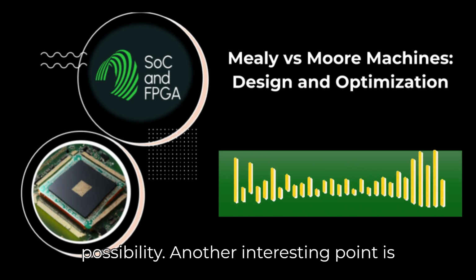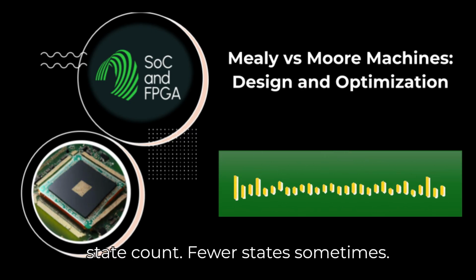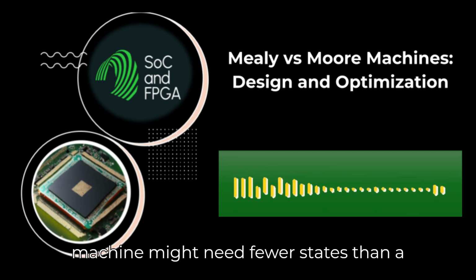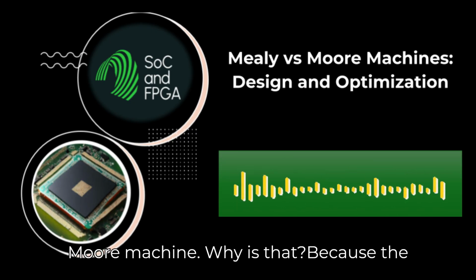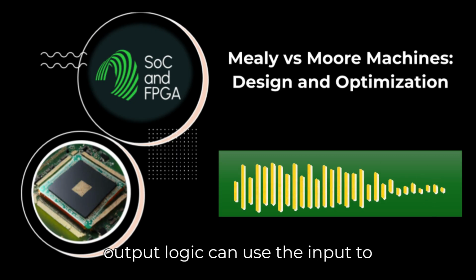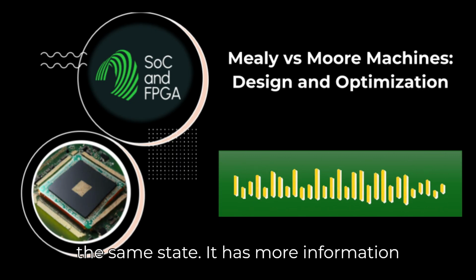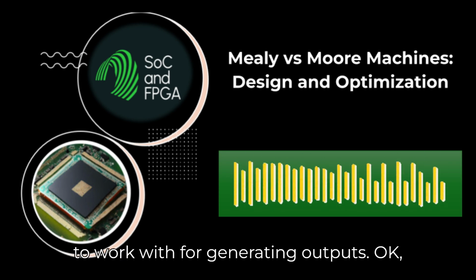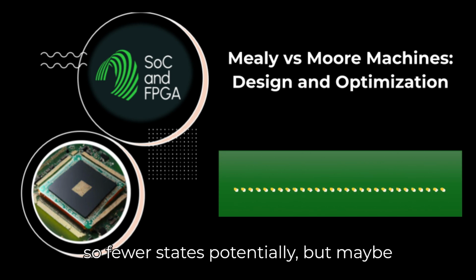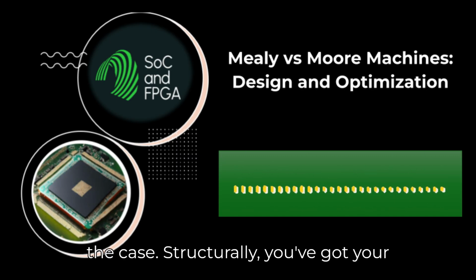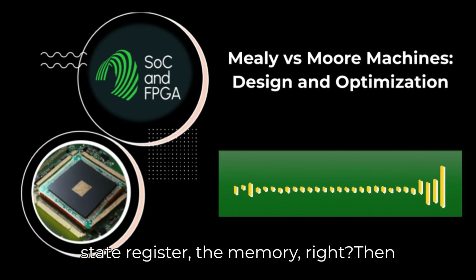Another interesting point is state count. Fewer states sometimes. Often, yes. For a given function, a Mealy machine might need fewer states than a Moore machine. Why is that? Because the output logic can use the input to differentiate between situations within the same state. It has more information to work with for generating outputs. Okay, so fewer states potentially, but maybe more complex output logic. That can be the case. Structurally, you've got your state register, the memory.